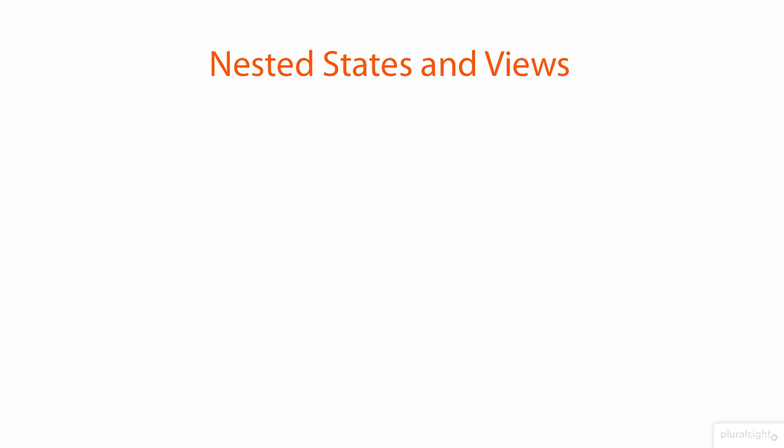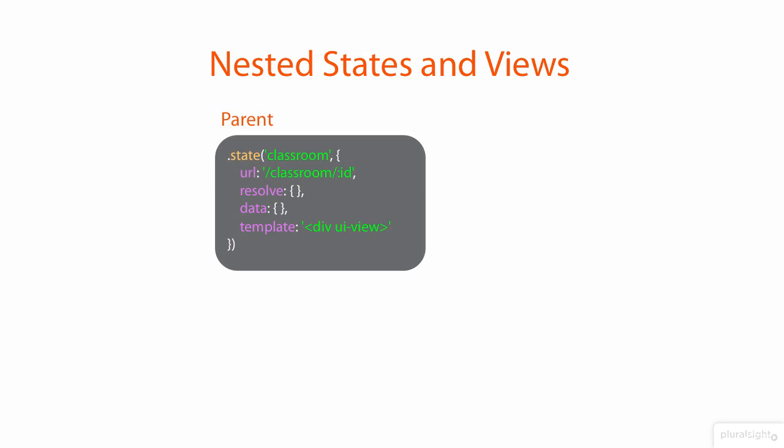Nested states and views are one of the features you get with UI Router that is not available with NGRoute. Nested states are described as having a parent-child relationship. They are a mechanism for defining a hierarchy of states that allow state properties and even the URL to be inherited from the parent state to the child state.